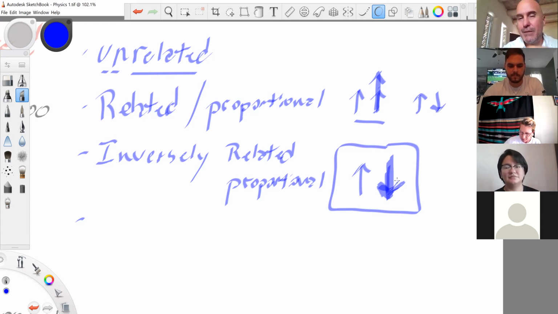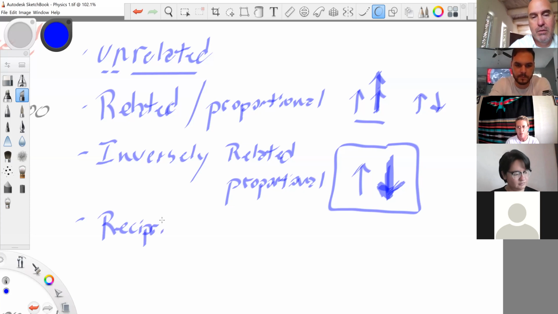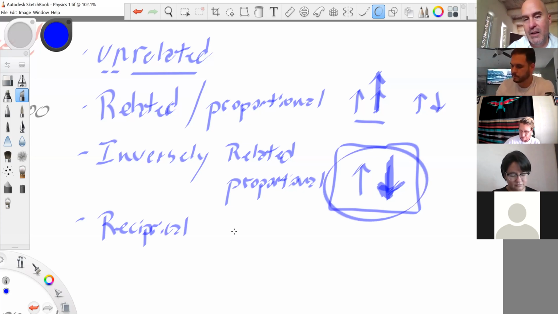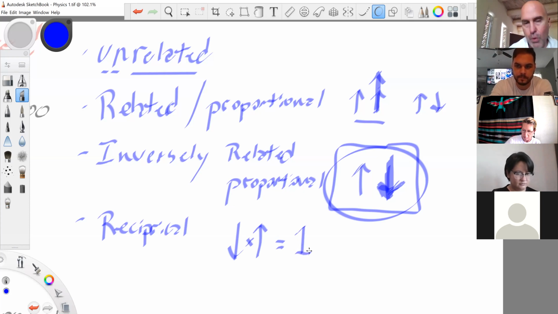A special kind of inverse relationship is reciprocal. A reciprocal relationship, in that case, it's similar to this one over here, except it's always equal. One goes up, the other goes down. And whatever this is, when you multiply these two values together, they're going to equal 1. Now we'll get more into this. We'll throw some numbers into this later when we actually do some actual math involved. But I just wanted to go over that part.